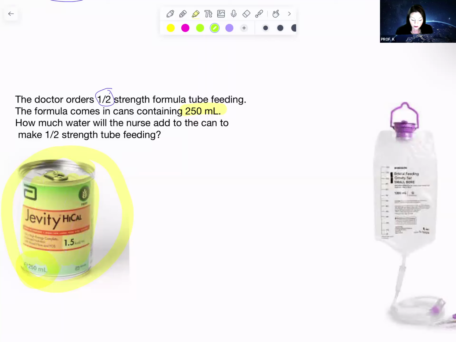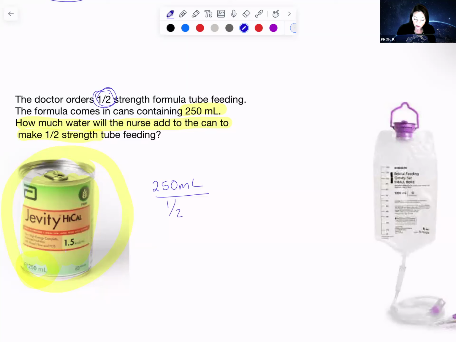So you go to the pantry and there's a can that has 250 milliliters in it. So the question is asking, how much water will the nurse add to the can to make it half strength? The doctor says it needs to be half strength. So the dimensional analysis way is, well, I walked in and there's a can of formula, 250 milliliters in it, and the doctor ordered half strength.